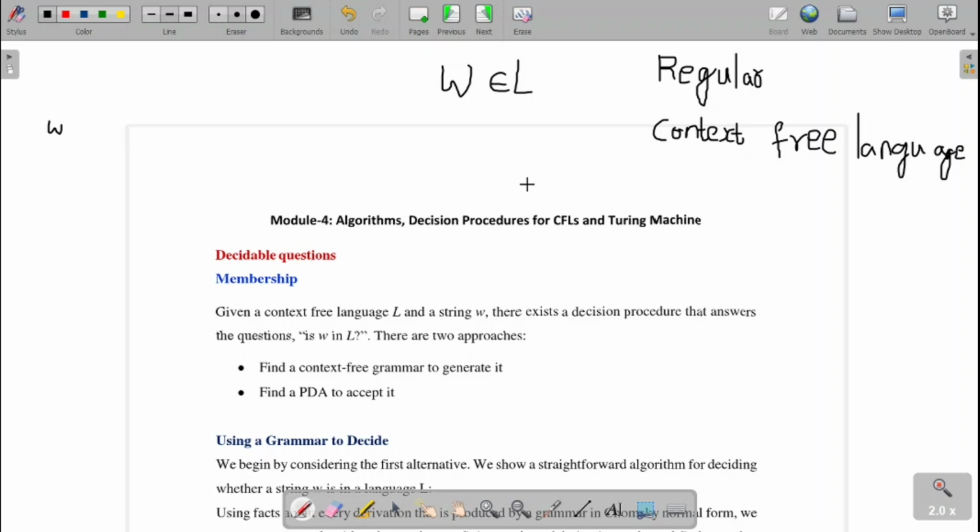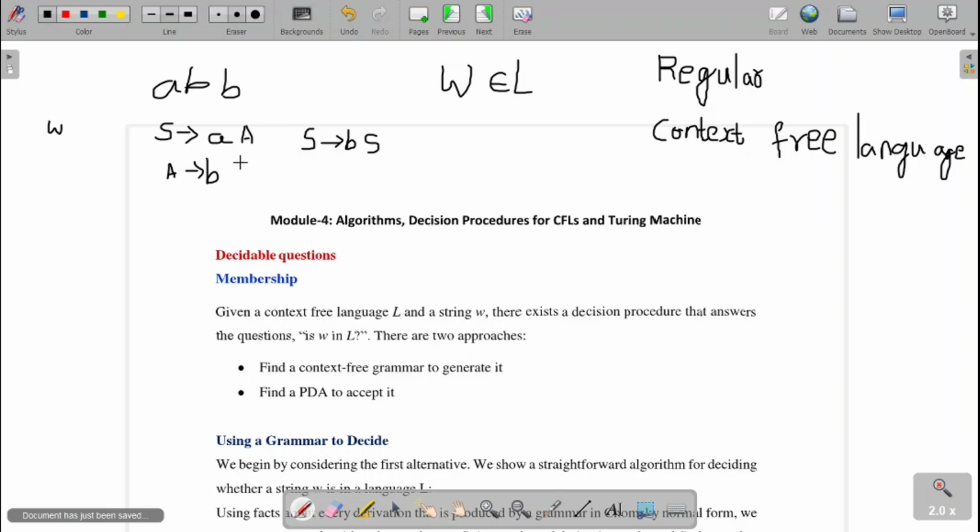Let me take a simple example: strings ending with abb. Suppose I design a grammar for it. Let the grammar be S derives a A. Then if I get a b, I stay back in the same non-terminal, S derives b S. Then on the first a, I go to A, and on the next b, I will go to the next state, let it be capital B.